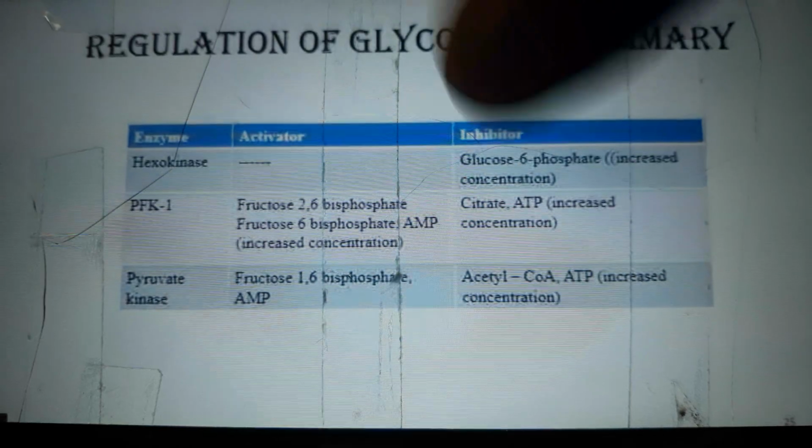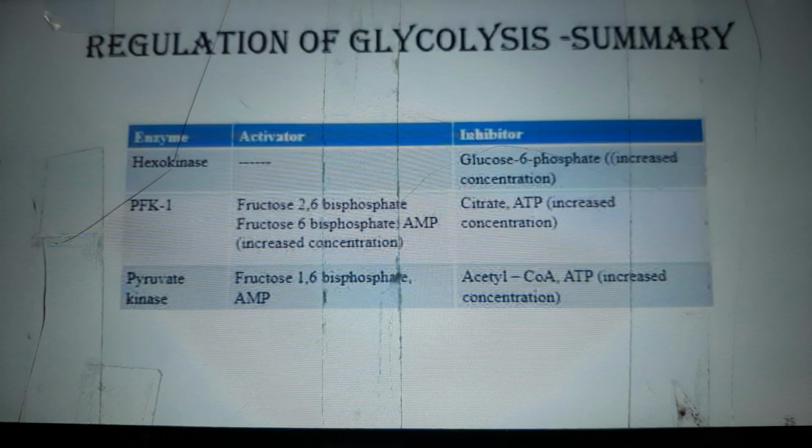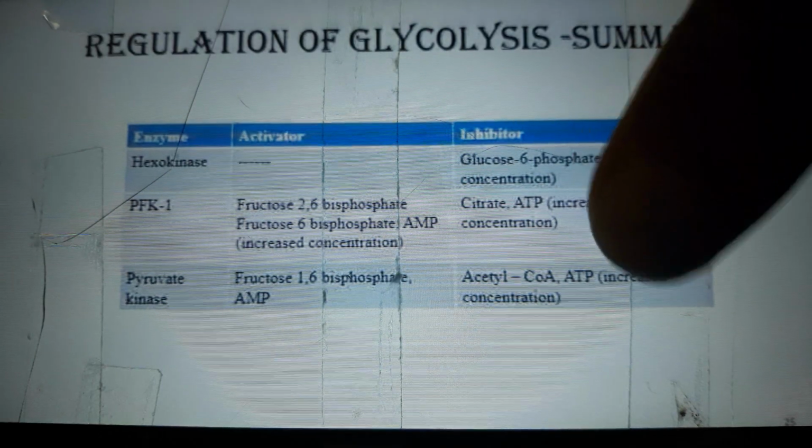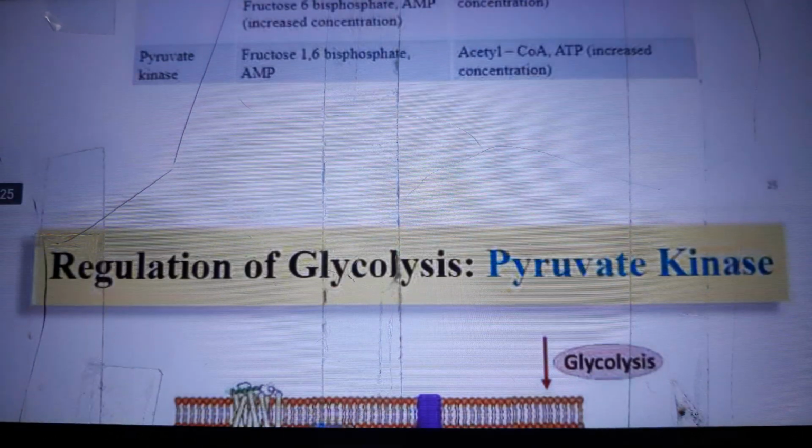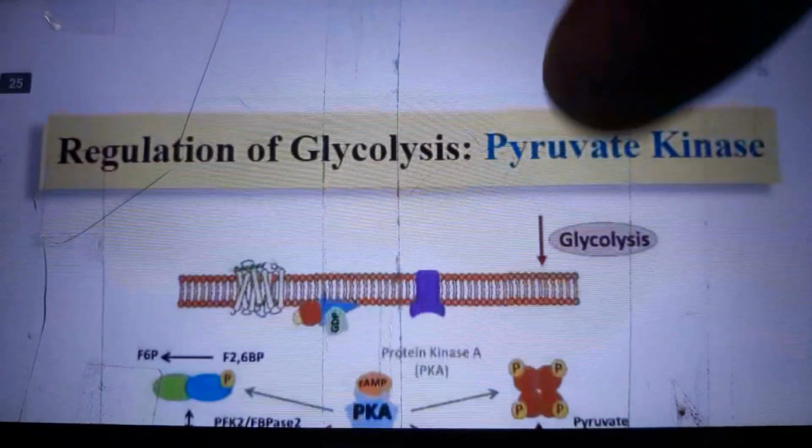Now, the 24th PowerPoint slide is the regulation of glycolysis summary. Enzyme hexokinase: in the presence of no activator, the inhibitor is increased glucose 6-phosphate concentration. PFK1 is the enzyme. Activators are fructose 2,6-bisphosphate, fructose 6-phosphate, and AMP at increased concentration. Inhibitors are citrate and ATP at increased concentration. Pyruvate kinase: fructose 1,6-bisphosphate and AMP are the activators. Acetyl-CoA and ATP at increased concentration are the inhibitors.